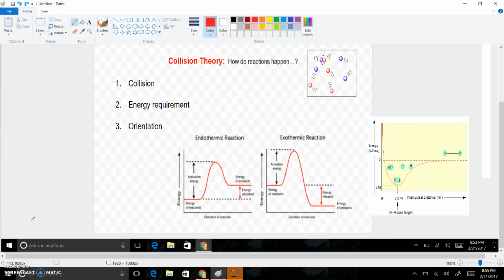Collision theory is a theory that encapsulates how reactions actually happen, like what the molecules do in order for a reaction to happen. So far we've covered types of reactions and we can predict our products, but what do the molecules actually do to make the reaction happen?